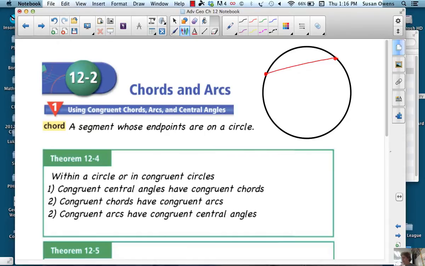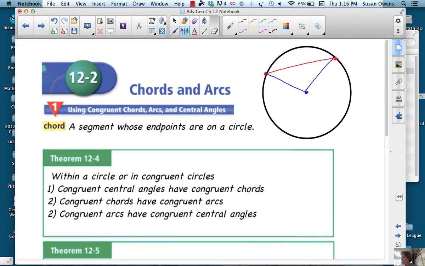Now, after that, we have a theorem. It's one theorem, and you can use these in any order, and you can kind of mix and match them. It says, within a circle or in congruent circles, if we have congruent central angles, then we have congruent chords. So if I add the center of the circle here, and then I connect the endpoints of that chord I made, what I get is a central angle, and the central angle meets up on the circle with the endpoints of the chord.